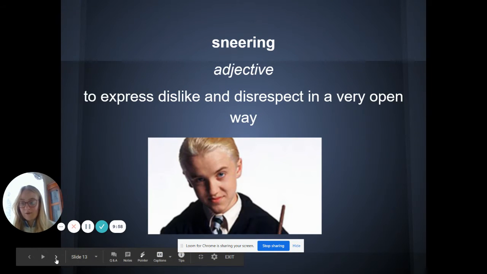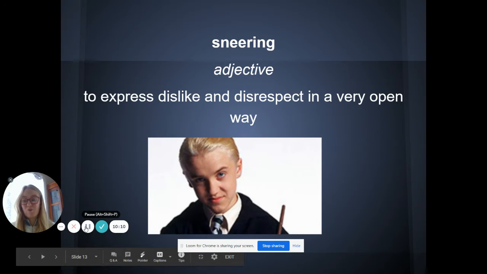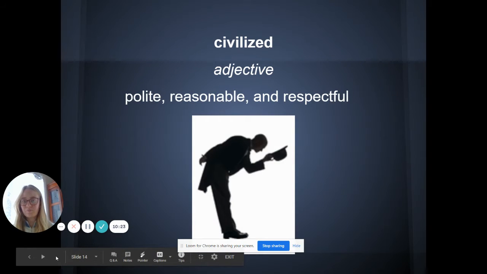The next vocabulary word we have is sneering. Sneering is an adjective, and it is to express dislike and disrespect in a very open way. So we might see someone sneer, and that would show us that they are disliking or disrespecting something. One of our main characters in Harry Potter, Draco Malfoy, is known for sneering at Harry Potter because he openly dislikes Harry. And now we have civilized.